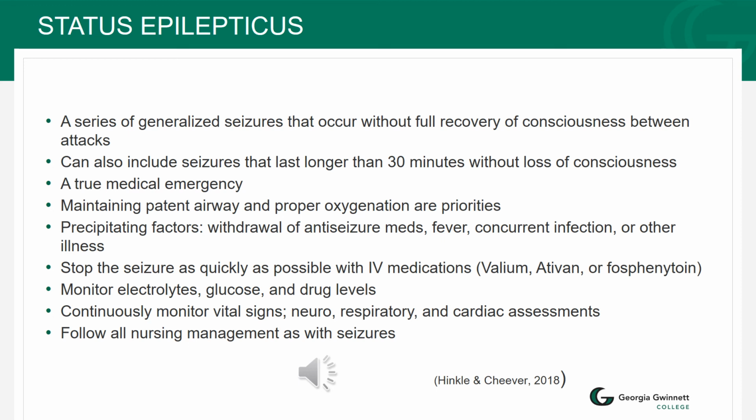You're going to want to monitor for imbalances of electrolytes and their glucose level, as well as their drug level, the medications they might be taking for the anti-epileptics. And then continuously monitor their vital signs, their neurostatus, the respiratory status, and cardiac assessment. And then you will make sure that you follow up all the nursing management pieces that we talked about earlier with just one seizure, which also apply in keeping that patient safe and minimizing the injury to the patient.